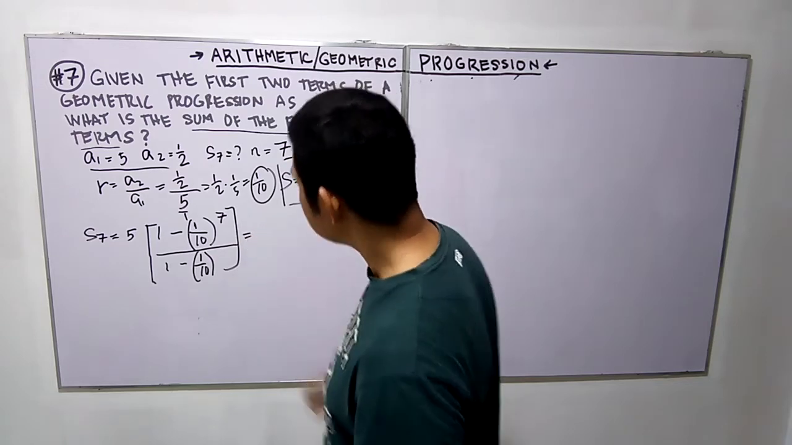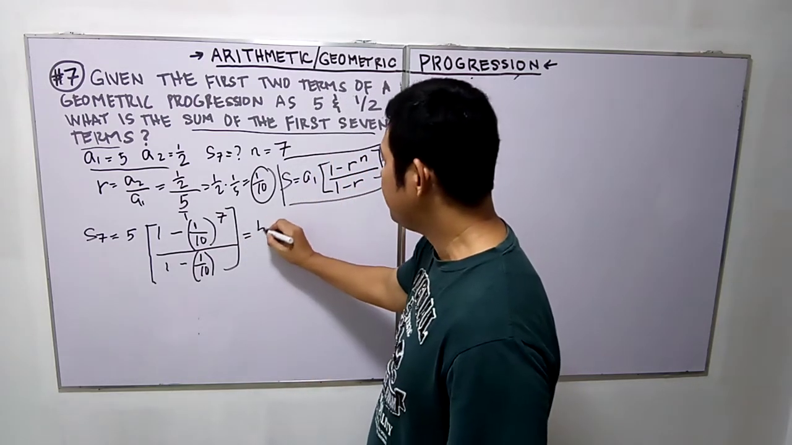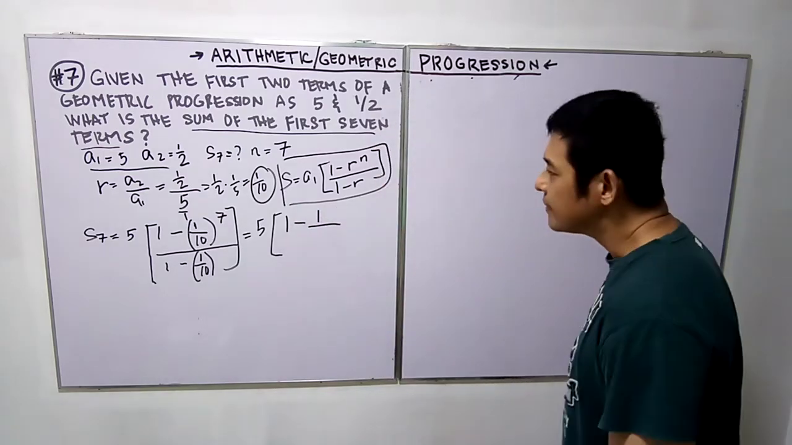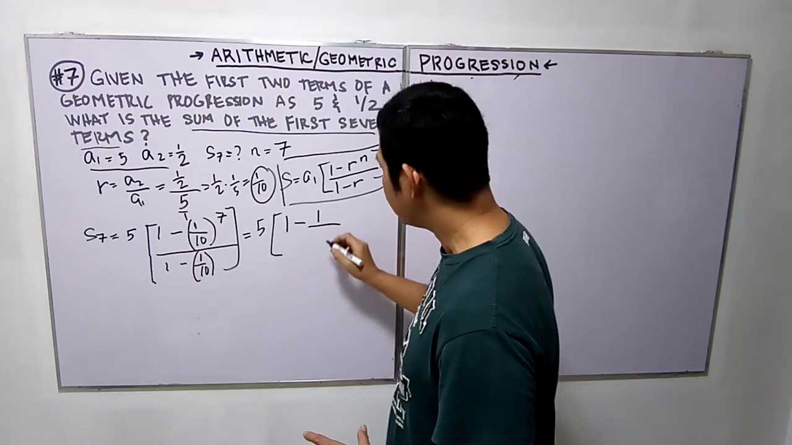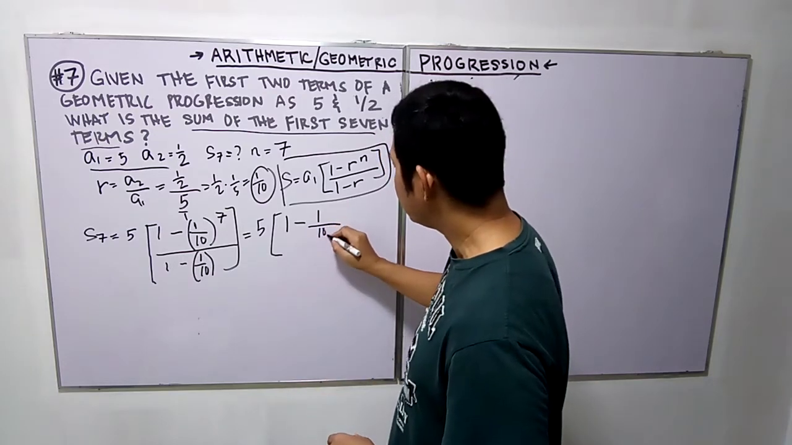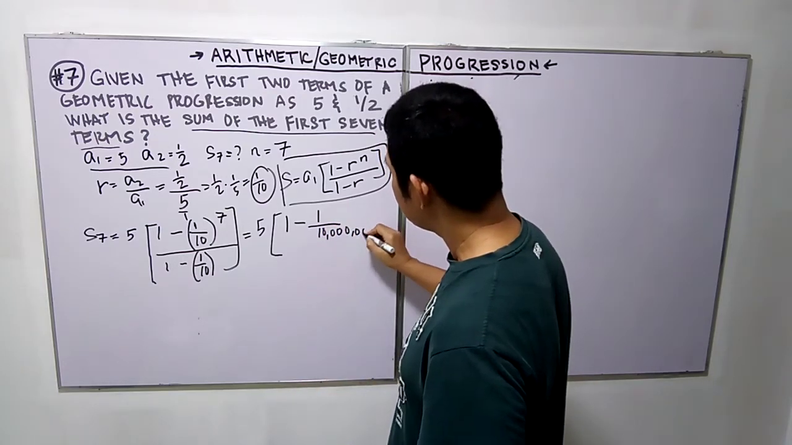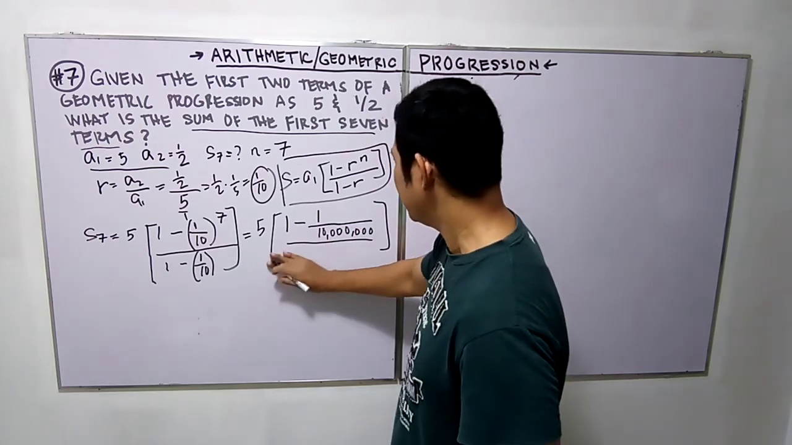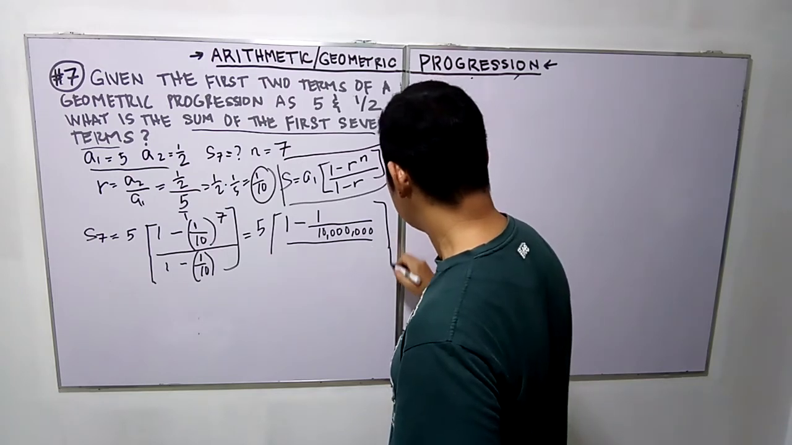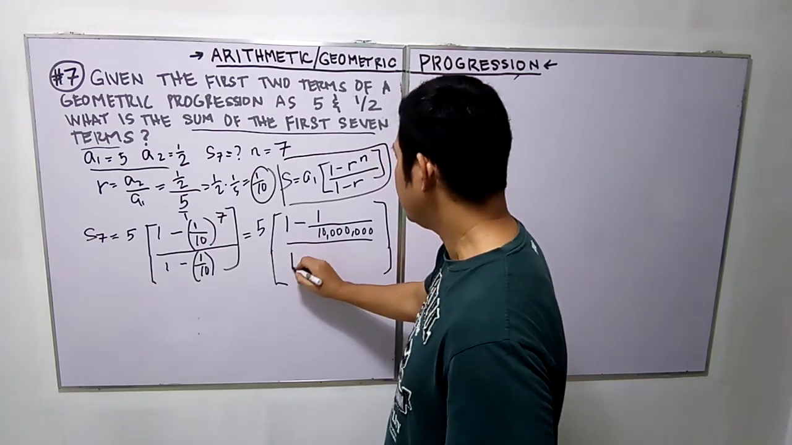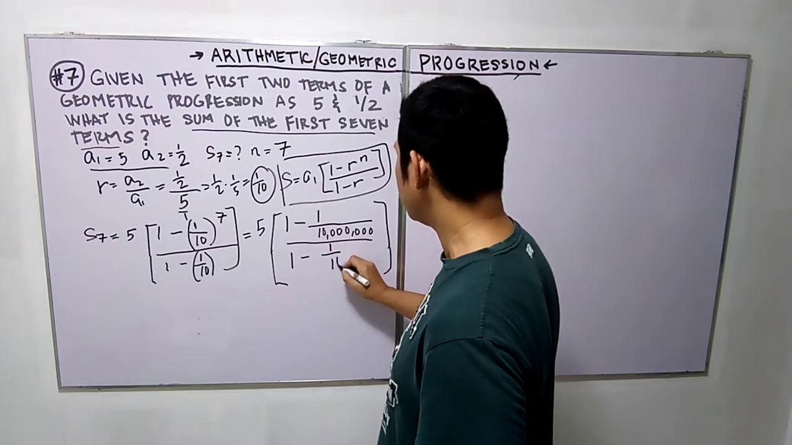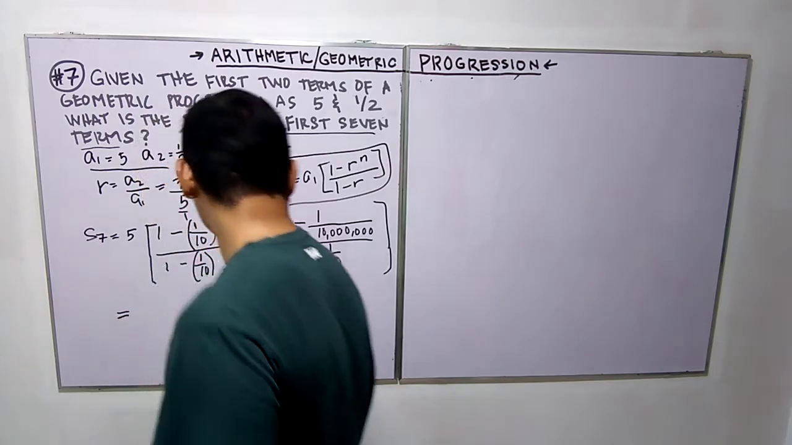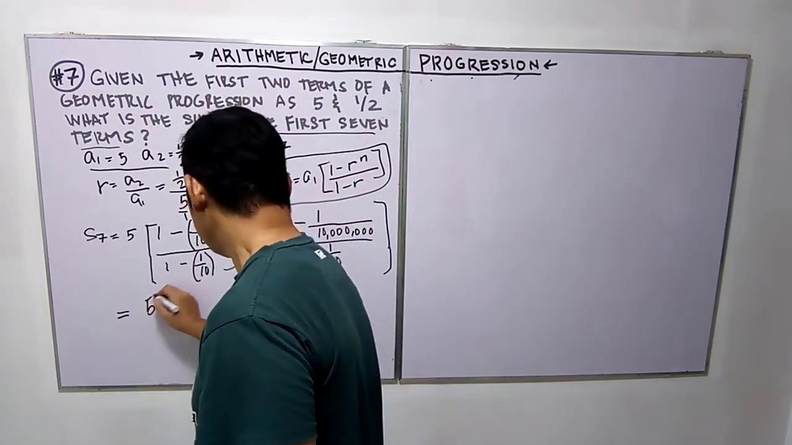Pwede po natin dito. Mangyari po ay 5 times 1 minus 1 over 10 to the power of 7 is 10 million. Medyo malaking number to, over 1 minus 1 over 10. Tuloy natin dito sa ilalim. Mangyari yan ay 5 times.